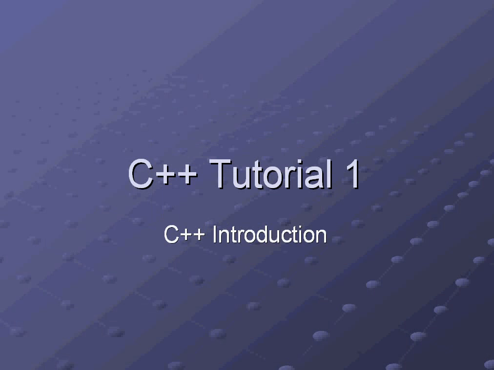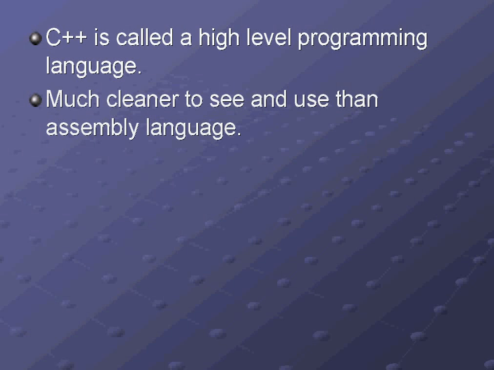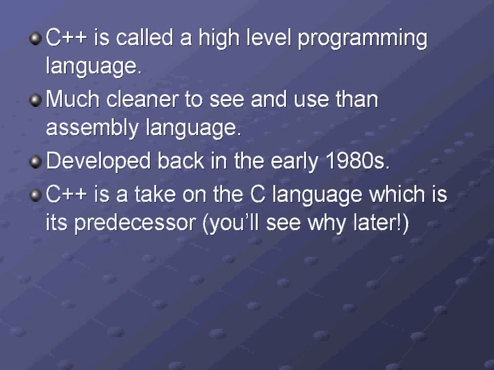So, this first tutorial, we're just going to discuss what C++ is and see a very basic program. C++ is called a high-level programming language. It's obviously much cleaner to see and use than its cousin, the assembly language. It was developed back in the early 1980s, and C++ is actually a take on the C language, which is its predecessor, and you will see why in a later tutorial.